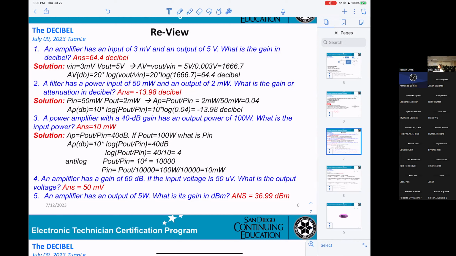The thing is that in those examples, I gave them to you to cover most of the calculation related to the dB or dBm. Now you do number 4. An amplifier has the gain 60 dB. If the input voltage is 50 microvolt, what is the output voltage? You go ahead and do it, let me know. You should get the same answer as we gave you: 50 millivolt.